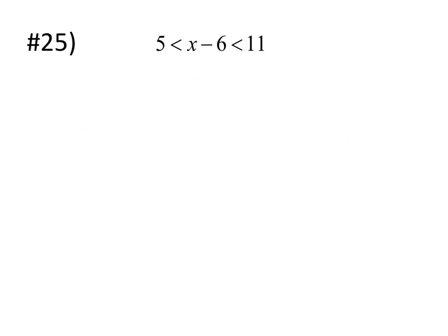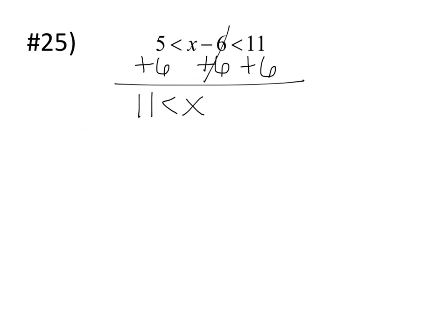Okay, now on these, you're just going to add the 6 to all 3 pieces, so be real careful there. Here it cancels. Here you get 11 is less than x, which is less than 17. So remember, we talked about these in class. If x is between these numbers, guess where your graph is going to be shaded? Probably between the numbers.